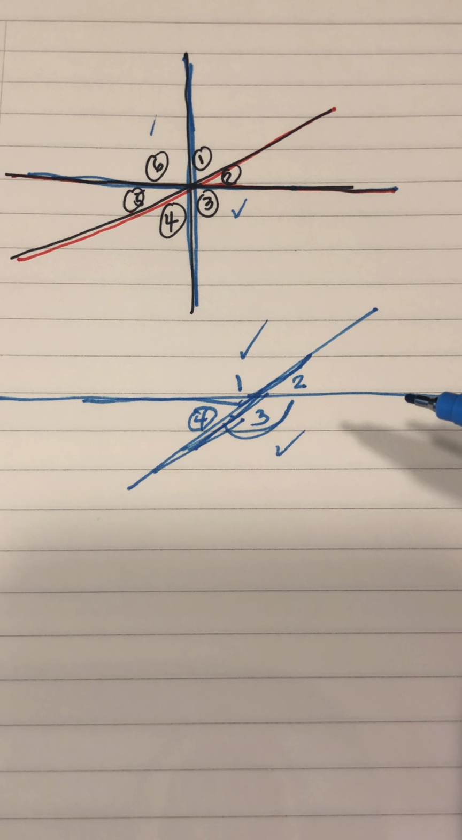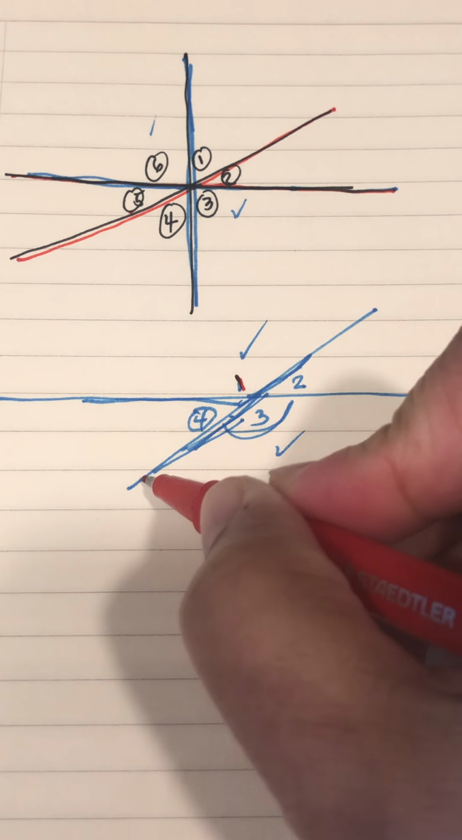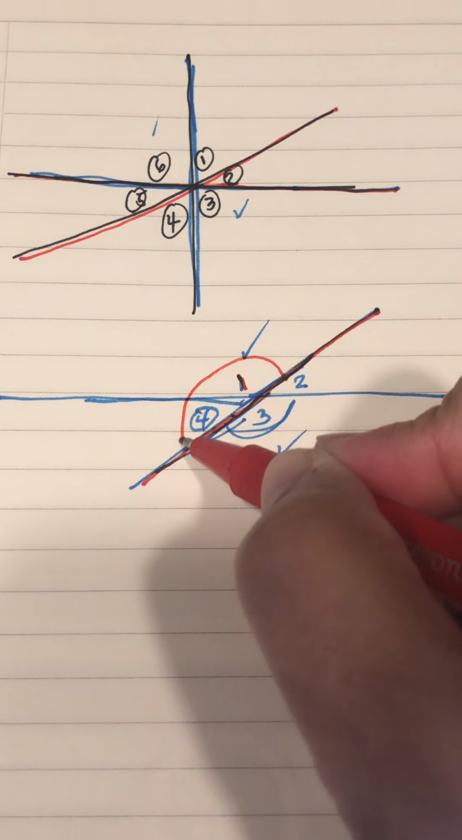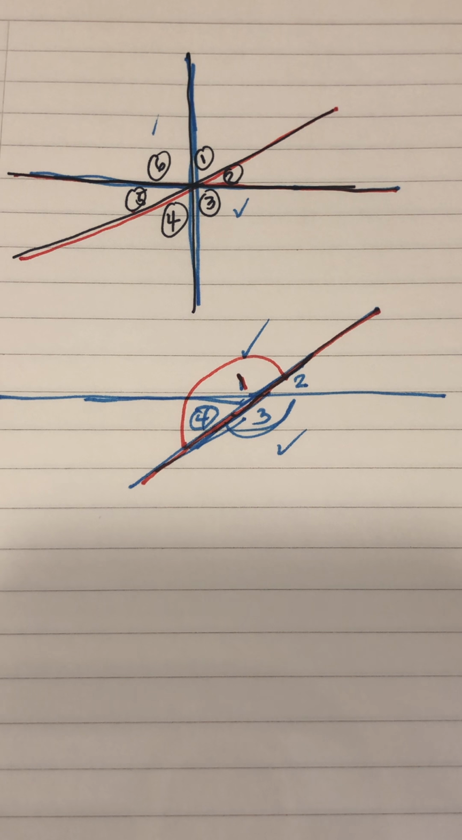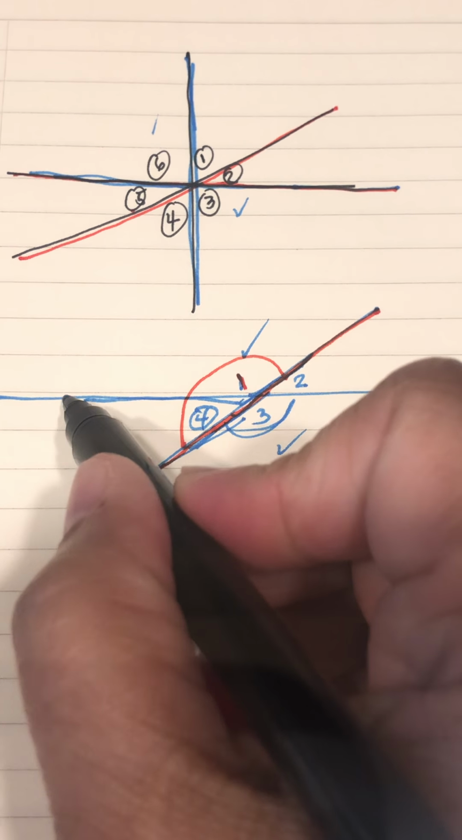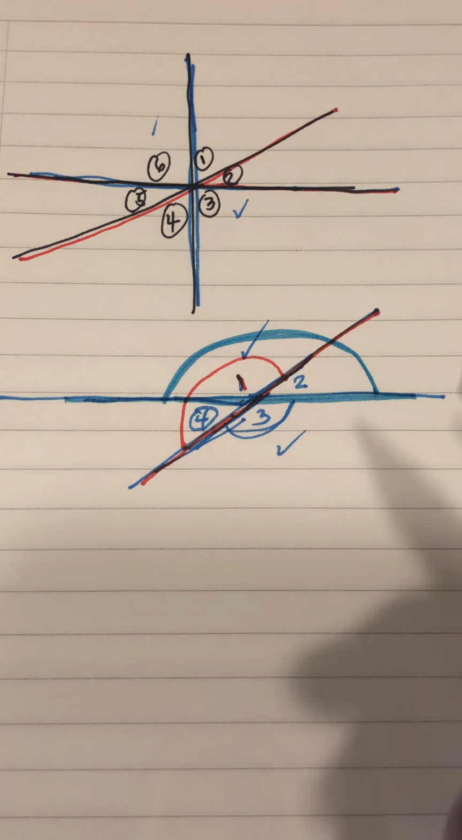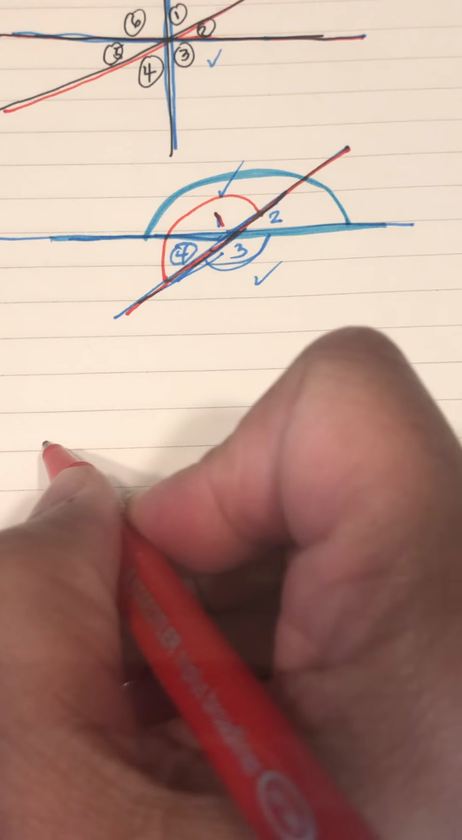Which one is supplementary to 1? Supplementary makes a straight line and adds up to 180 degrees. So 1 is here, and I can see a straight line here. So 1 is supplementary to angle 4. And it's also supplementary, I can also see a line here, to 2. Okay? Now let's do a few more examples. Let's make this one here.